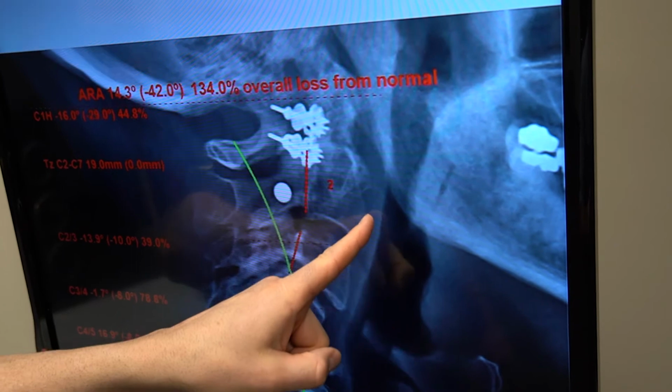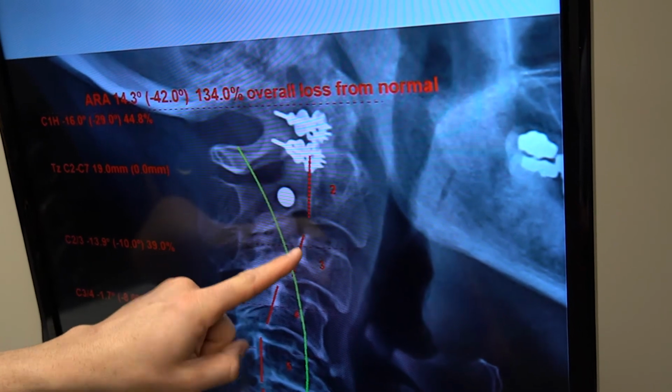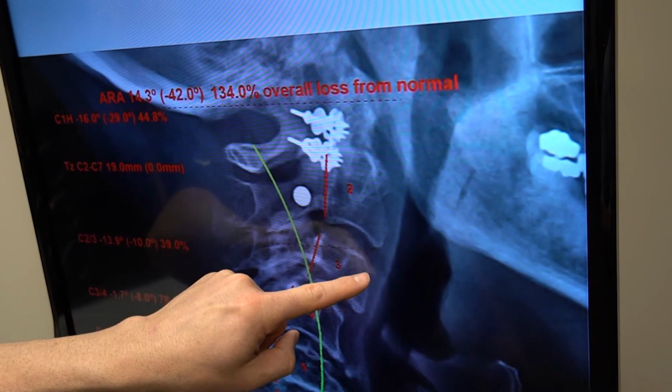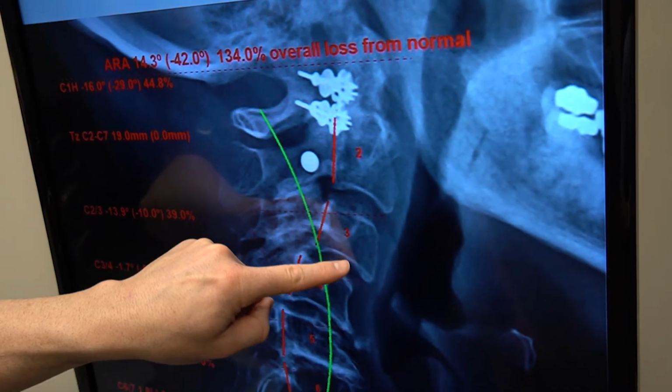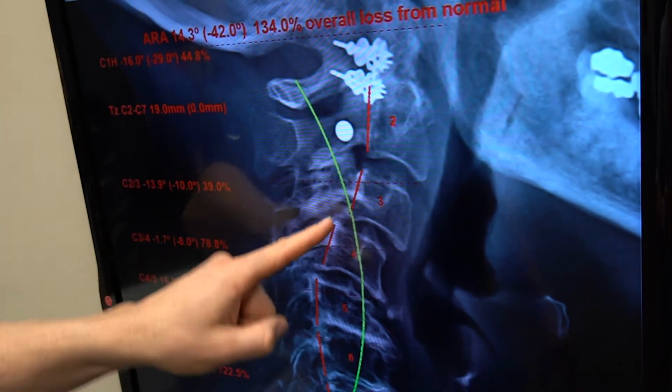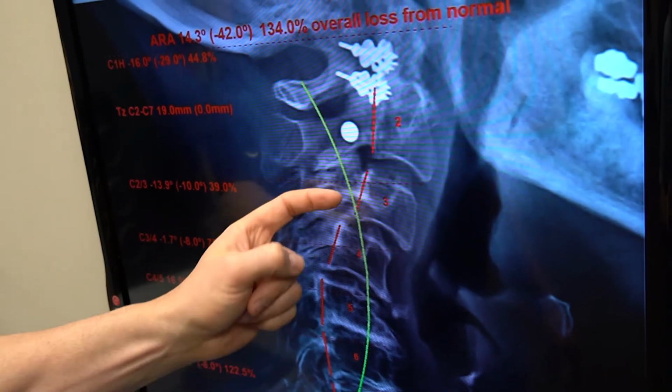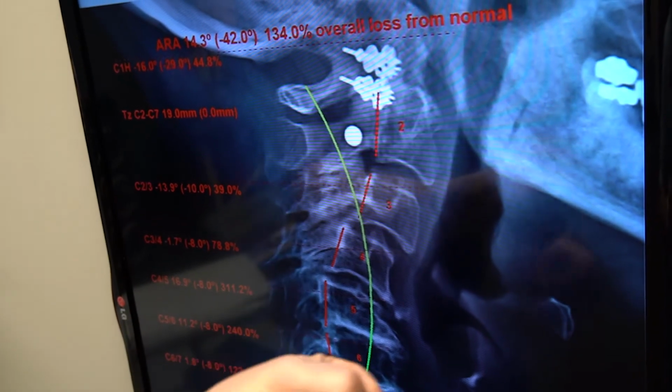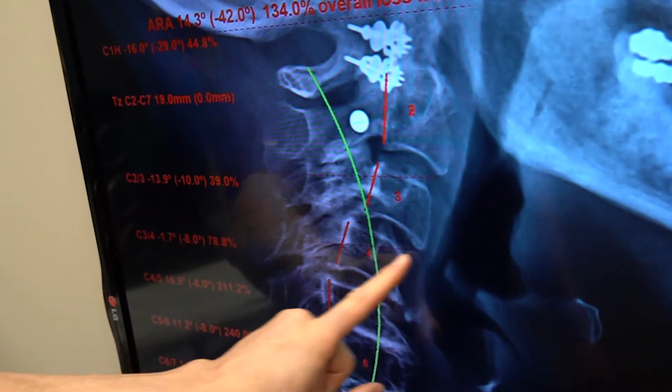Nice and square, all the margins are very clean. The top of C3, same thing. Okay, very decent, bottom of C3. The alignment's not good. C3 is shifted forward. It's translating forward, which is a type of instability.